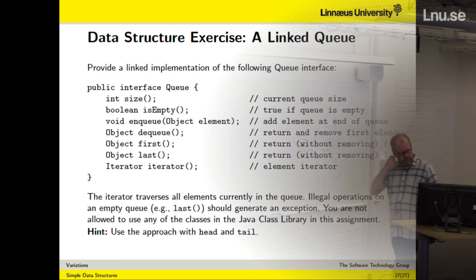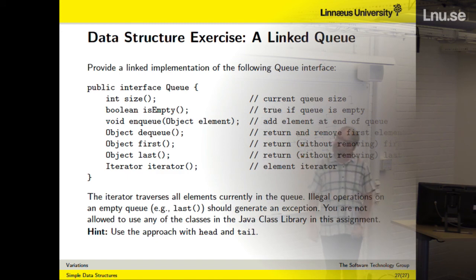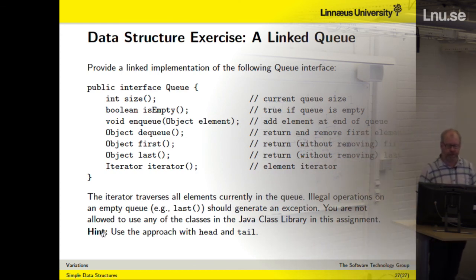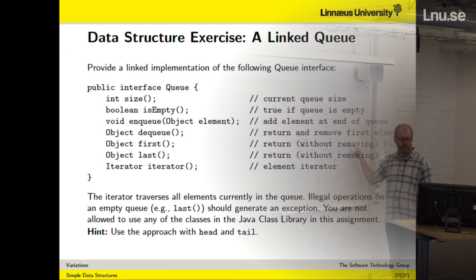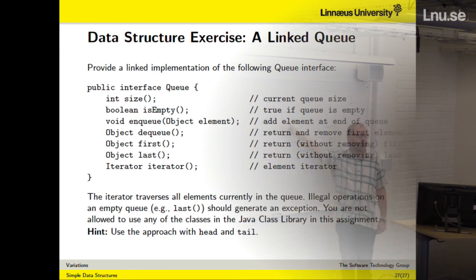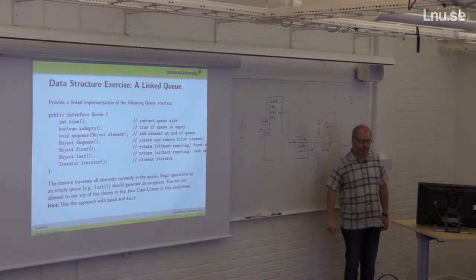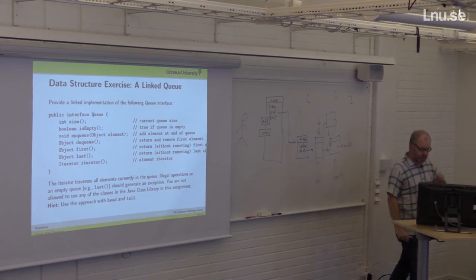So, the exercise related to this lecture is for you to implement a linked queue. We have given you an interface. We are giving you the hint to use head and tail. That means you should have a list that knows about the first node in the list and the final node in the list. And when you're adding a new element, you should of course use the tail. You should not iterate over all elements like this. Questions?